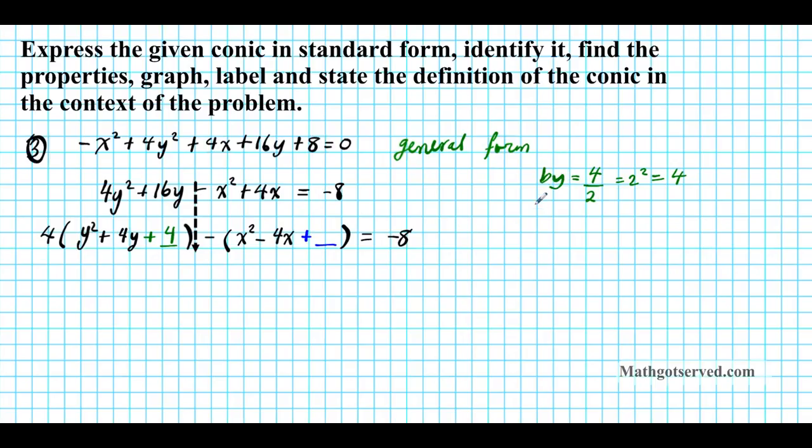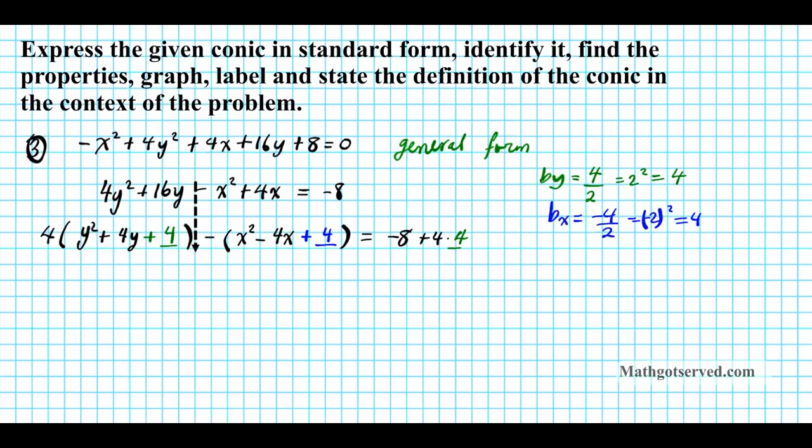Now b of x is -4. Divide that by 2, you get -2. And when you square that, you have 4. So 4 being added here makes this a perfect square trinomial. So what do we add on the right side of this equation? In order for it to be a balanced equation, we're going to add 4 times this term that we introduced right here, 4 times 4.